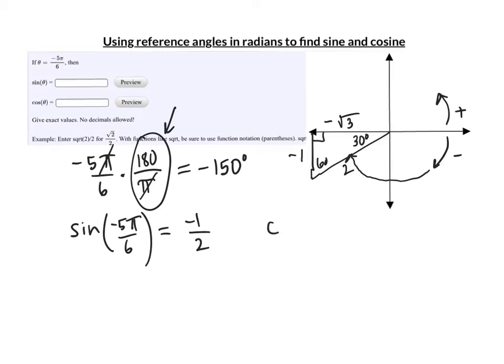The cosine of negative 5 pi over 6 is adjacent over hypotenuse, so we're looking at a reference angle now, which is 30 degrees. Adjacent to it is negative root 3, and the hypotenuse is 2.